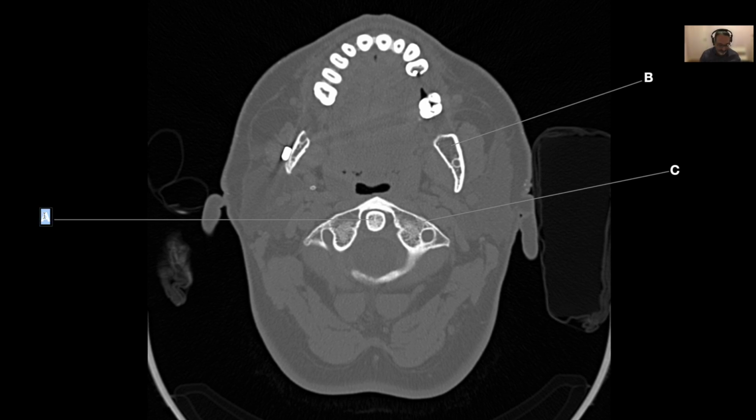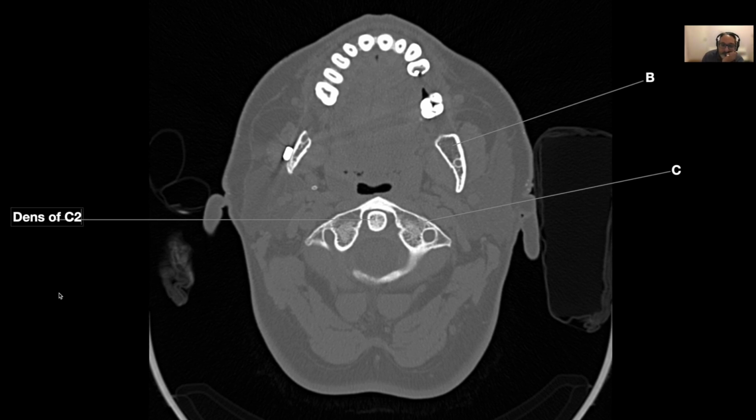Yes, dens of C2. Correct, that's the mandible. And C? That is C1, correct. That's fantastic. What's in this part of C1? Transverse foramen.